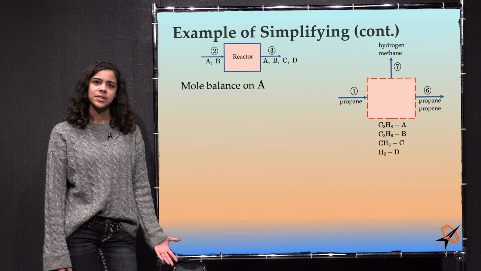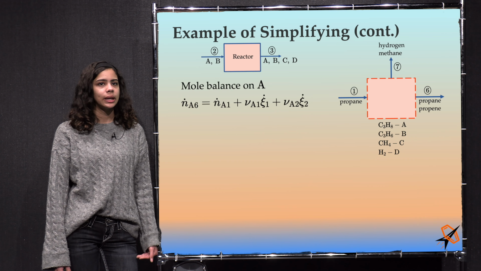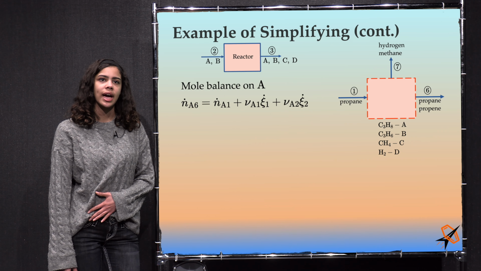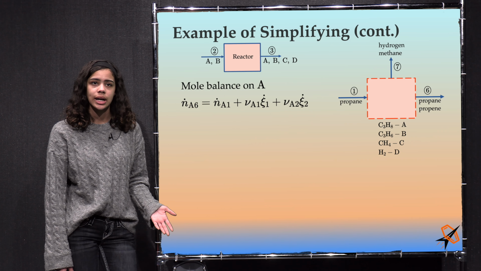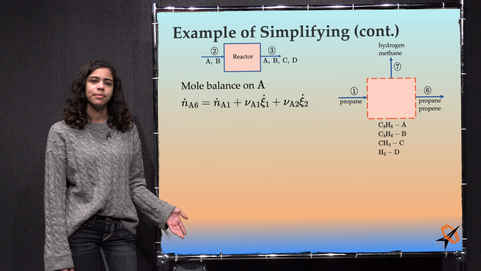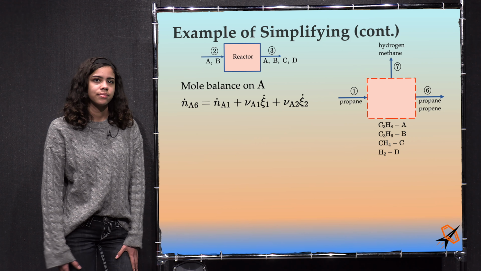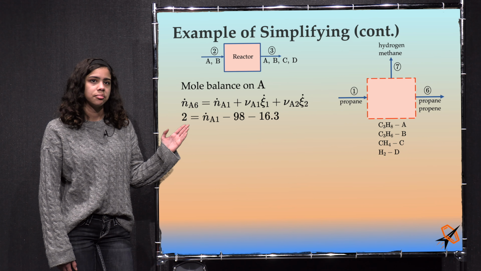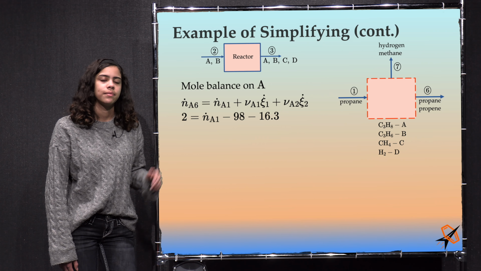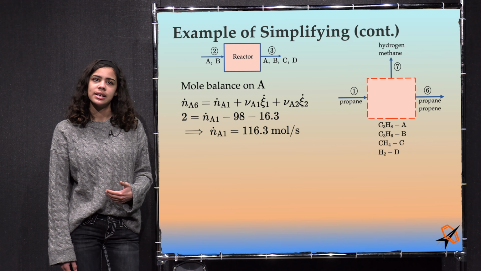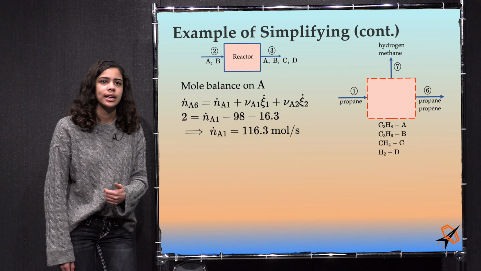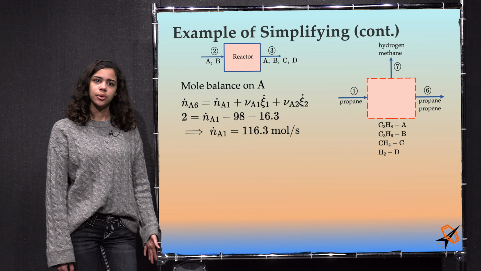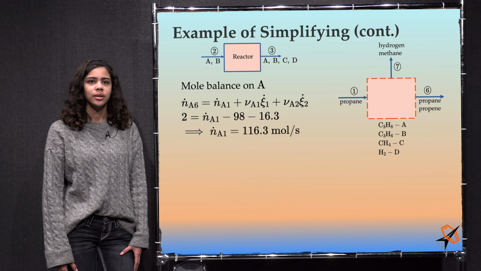Now performing a mole balance on the propane, we get the number of moles of propane exiting is equal to the number of moles of propane entering, plus the stoichiometric coefficient of A in reaction 1 times its extent of reaction, plus the stoichiometric coefficient of A in reaction 2 times its extent of reaction. Since we know all these numbers now, we get that 2 is equal to the flow rate in minus 98 minus 16.3. In other words, the entering flow rate is now 116.3 moles per second, instead of the 100 moles per second that we used in the last video. In that video, we specified the feed rate. In this one, we had to calculate it.